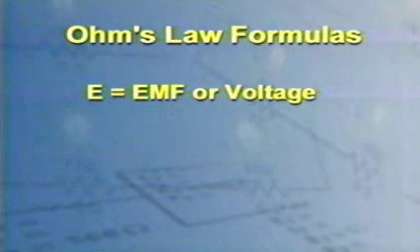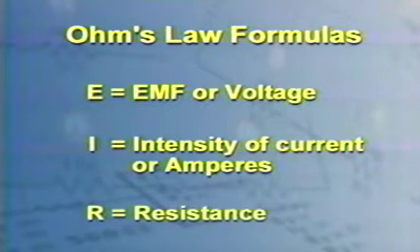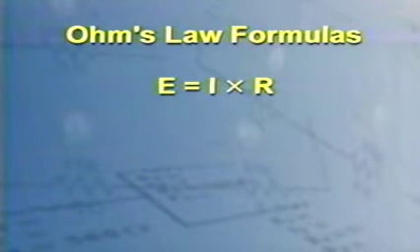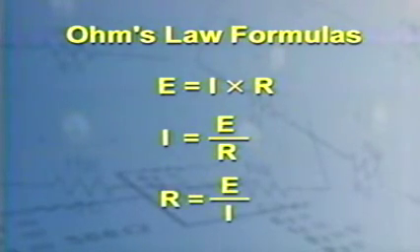In Ohm's law formulas, the letter E is generally used to represent EMF, or voltage. The letter I is used to represent the intensity of current, or amperes, and R is used to represent resistance. There are 3 basic Ohm's law formulas. Voltage is equal to the current flow times the resistance, or E equals I times R. Current flow is equal to the voltage divided by the resistance, or I equals E over R. And resistance is equal to the voltage divided by the current, or R equals E over I.